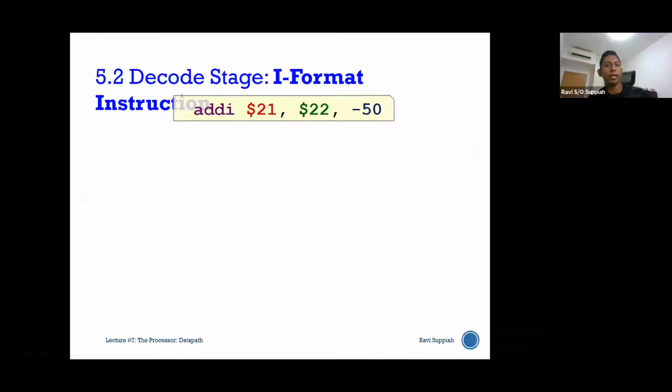How about the I format? Just give me a minute.